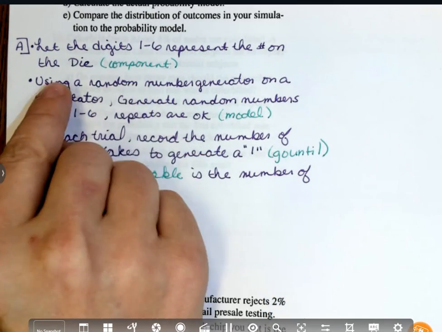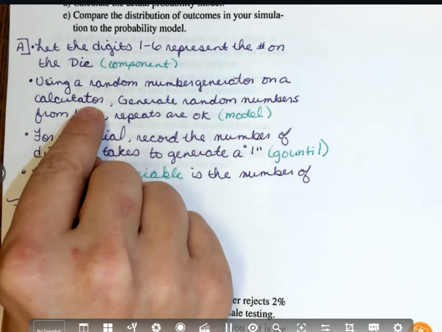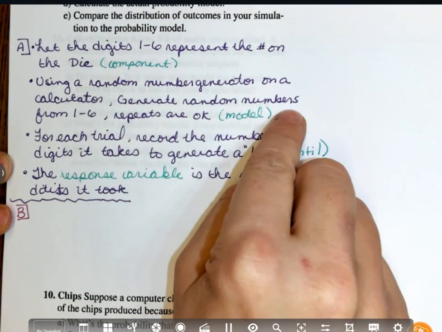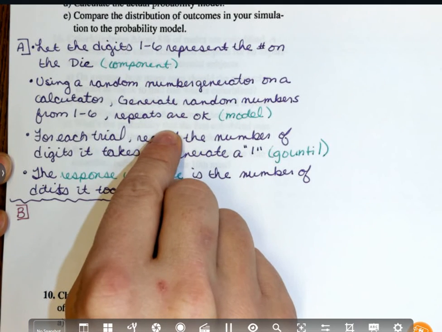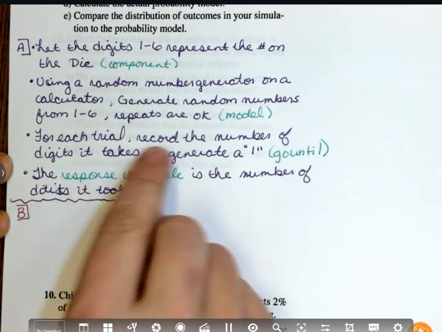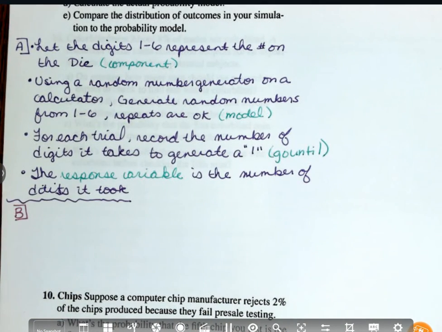Then how are you going to model that? I'm going to use a random number generator, and I'm specifically going to do it on a calculator, because with a calculator, I can tell it, only give me the numbers from 1 through 6. So I don't have to talk about ignoring everything else. Okay? I'm going to generate random numbers. Repeats are okay. Then we're going to have our go until statement. For each trial, we're going to record the number of digits it takes to generate a 1. Or you can simply say, go until you get a 1. Then you need to talk about the response variable being the number of digits it took to get there.